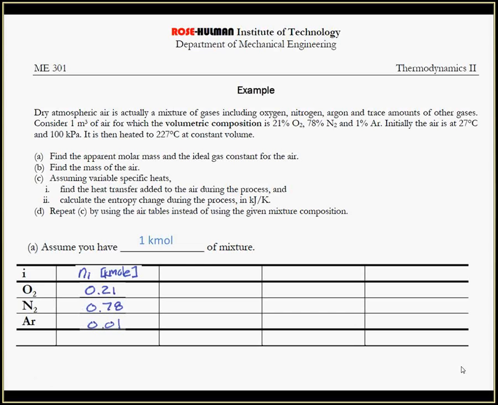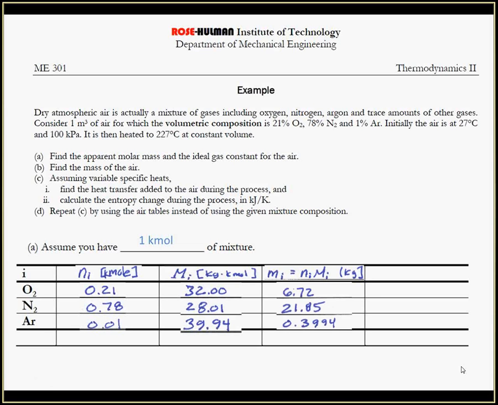The molar masses of oxygen, nitrogen, and argon are looked up next in the periodic table. I'll just list those there for you in kilograms per kilomole. Now I'm going to take the number of moles and multiply it by the molar mass of each individual species, and that will give me the mass of each one of those species, assuming that I have 1 kilomole of mixture. So for instance, 0.21 times 32 gives me 6.72 kilograms of oxygen in 1 kilomole of mixture. And I add up that column and get 28.97 kilograms of mixture.